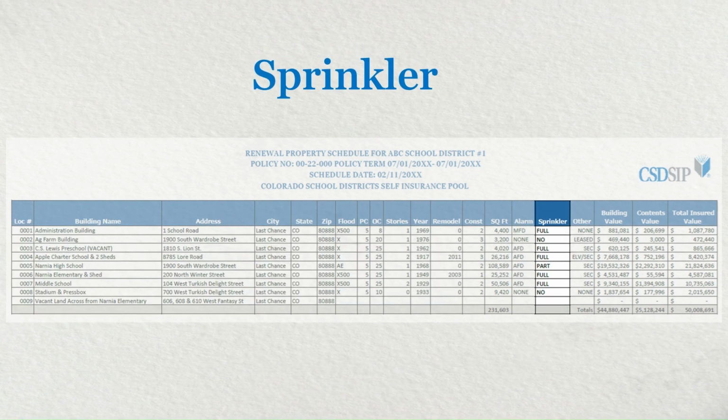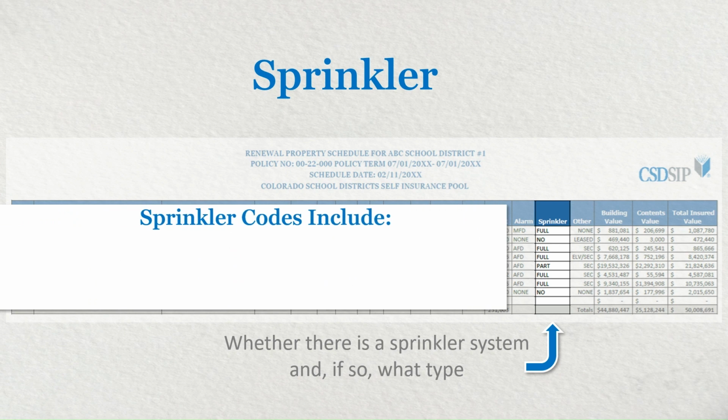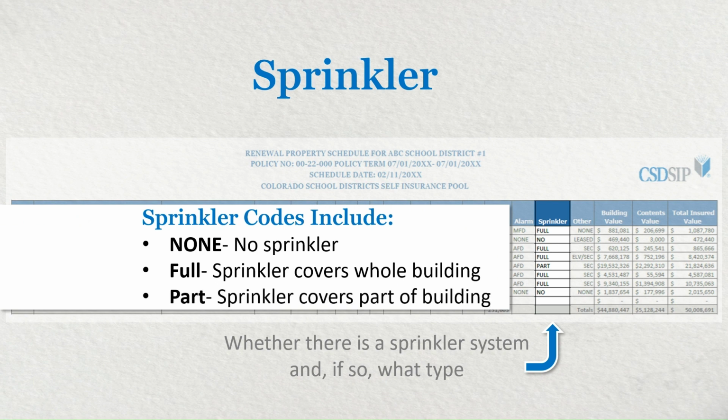Sprinkler. This refers to whether or not the building has a sprinkler system. Our codes here are none, no sprinkler system; Full, the entire building has a sprinkler system; Part, part of the building has a sprinkler system.